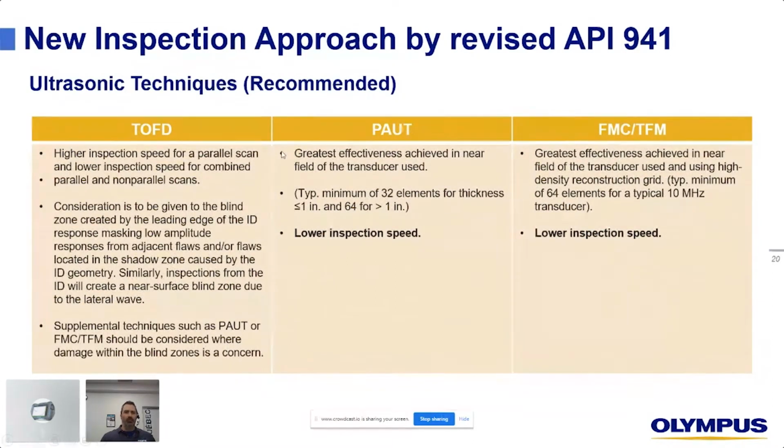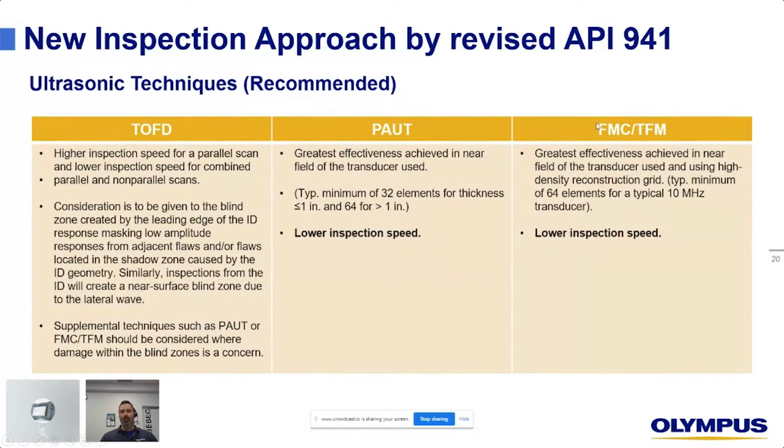Why would we want to use TOFD? Okay, so high inspection speed. Thing to consider, the lateral wave as well as the back wall are basically dead zones, or zones where you're blinded by the very strong direct and skipping signals. So keep that in mind when you're screening for HTHA. If it's very close to those surfaces, you might not detect it. So for that reason, as well as a confirmation reason, a supplemental technique such as phased array or FMC should be considered where damage within those blind zones is a concern.